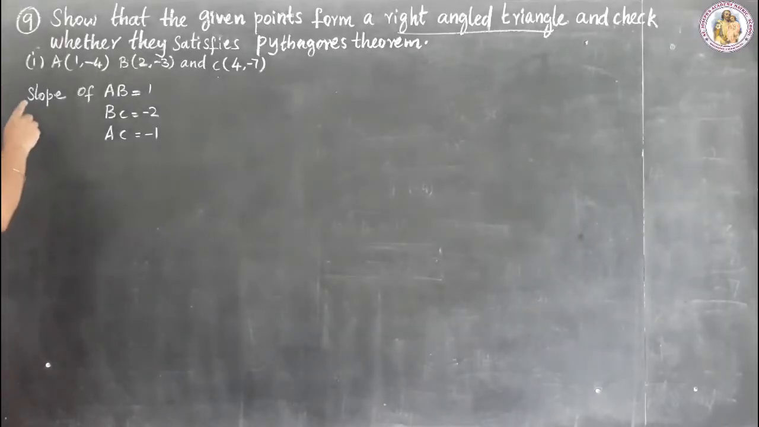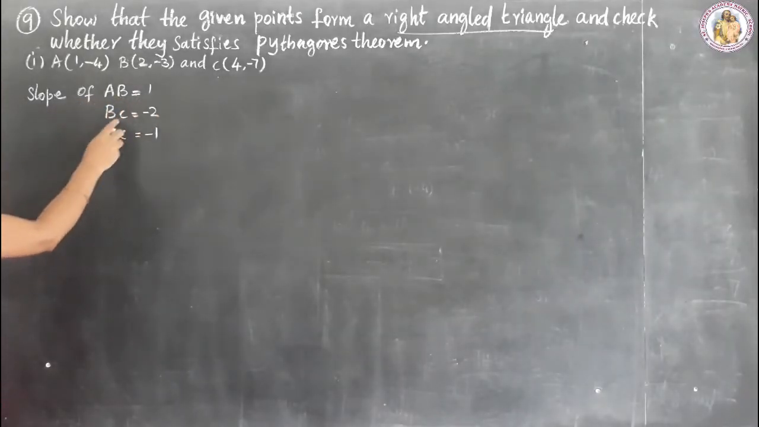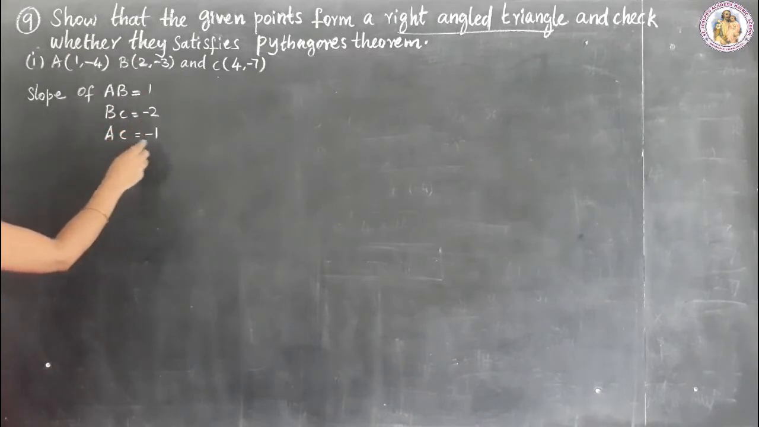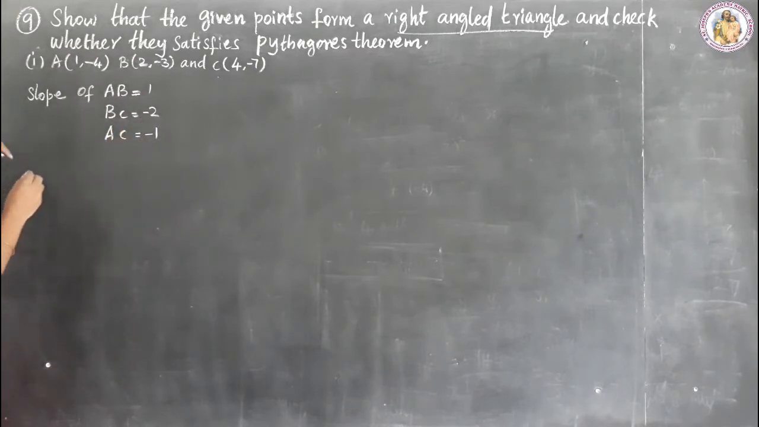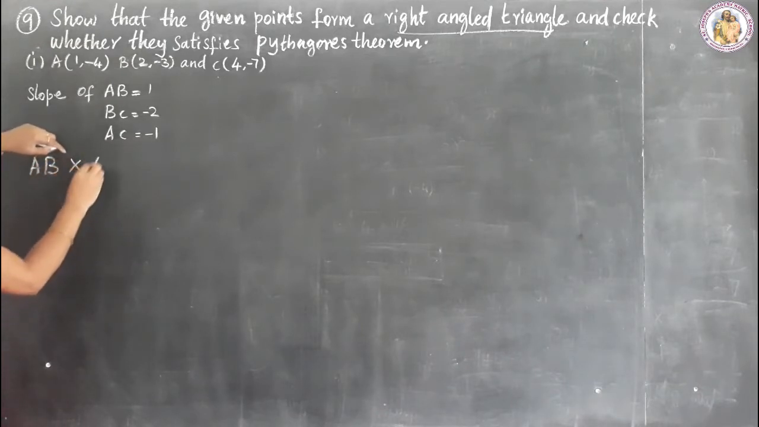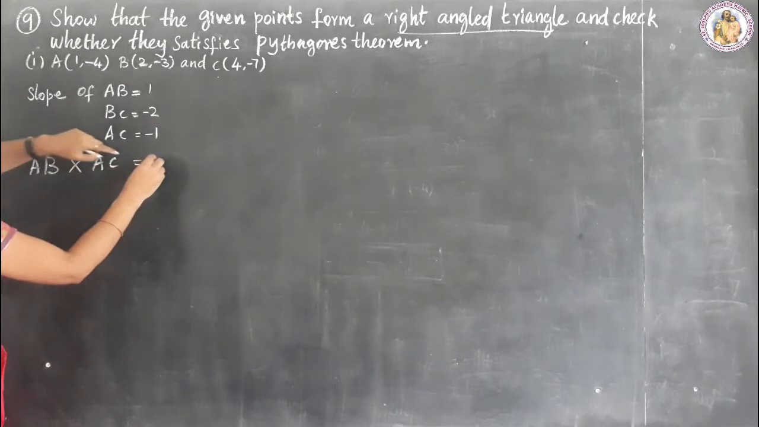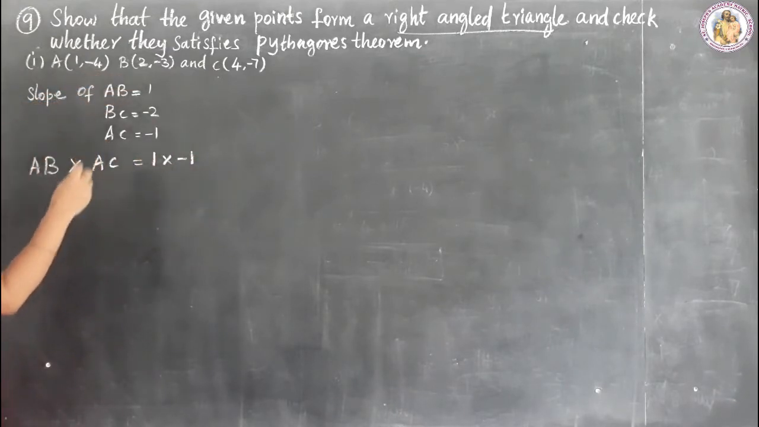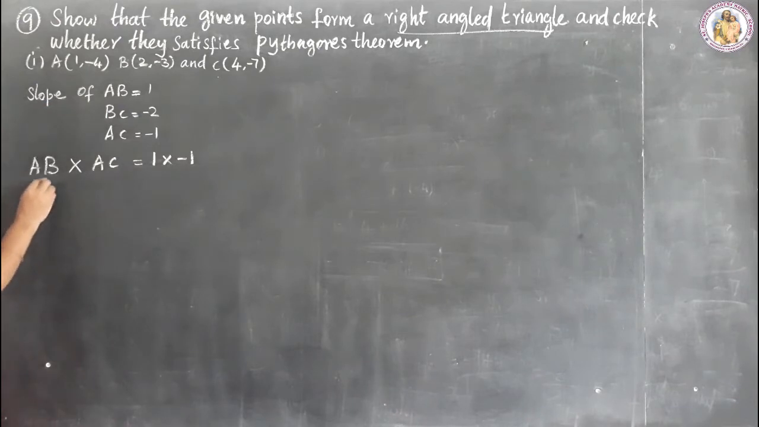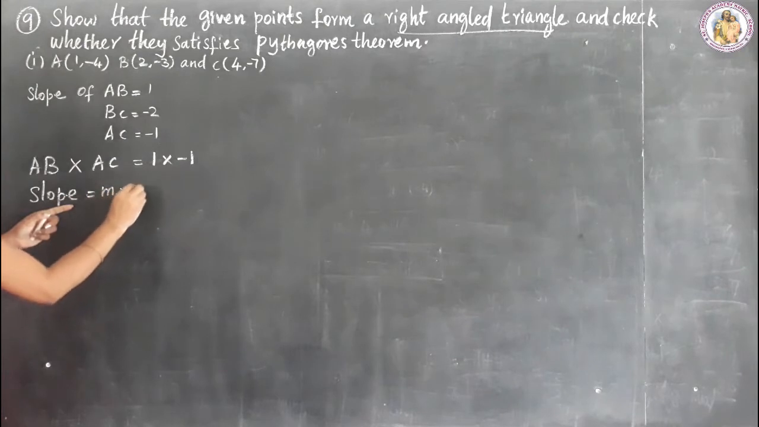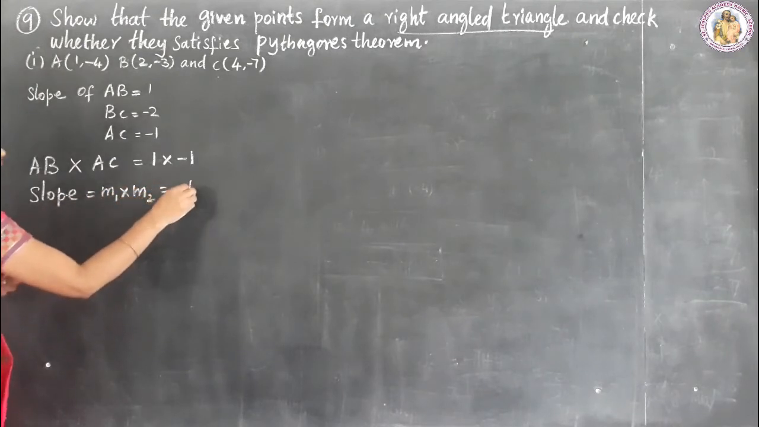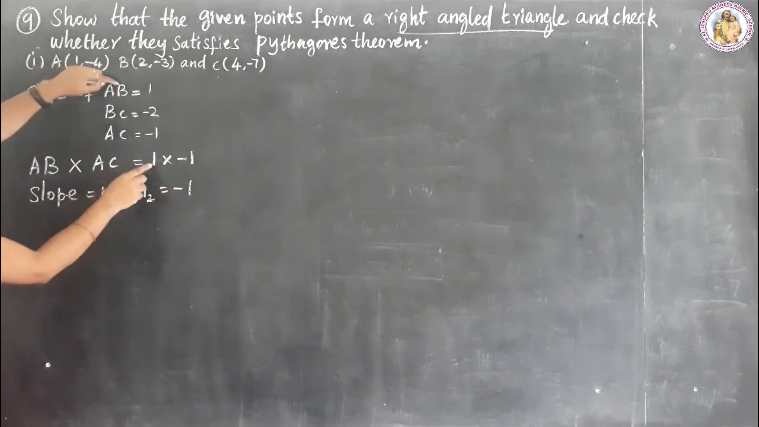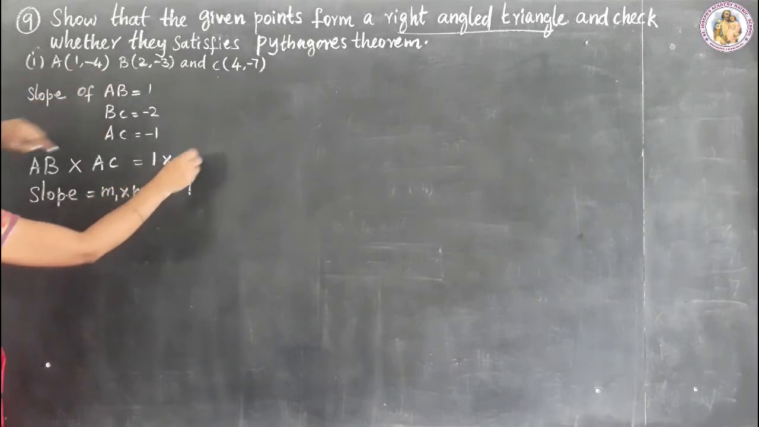Now after finding slope of AB is equal to 1, BC is equal to minus 2 and AC is equal to minus 1, it is clear that slope of AB into slope of AC is equal to minus 1. That is 1 into minus 1. Hence it is a right angle triangle. Slope M1 into M2 is equal to minus 1. So here we have AB is equal to 1 and AC is equal to minus 1.